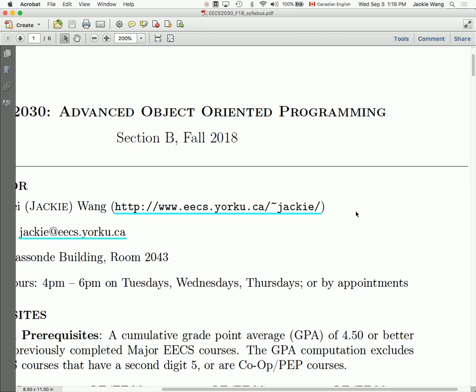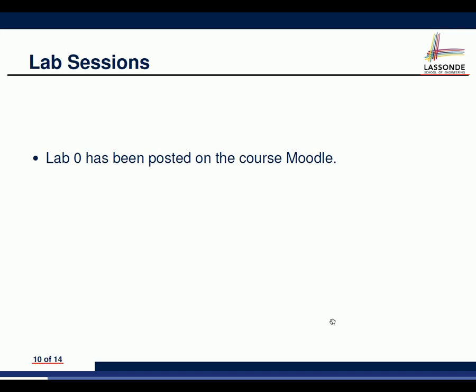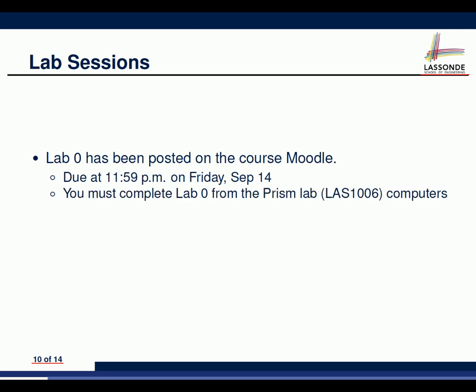Okay, very good. Let's go back to the slides. Lab sessions: Lab 0 is on the merged course Moodle for all 3 sections. Check that for the due dates. You must do it in Lassonde Building 1006. I suggest whenever you do your labs, you do them in 1006, because when you take your lab test, it will also be in 1006. You want to get familiar with Eclipse over there. That would be my advice.